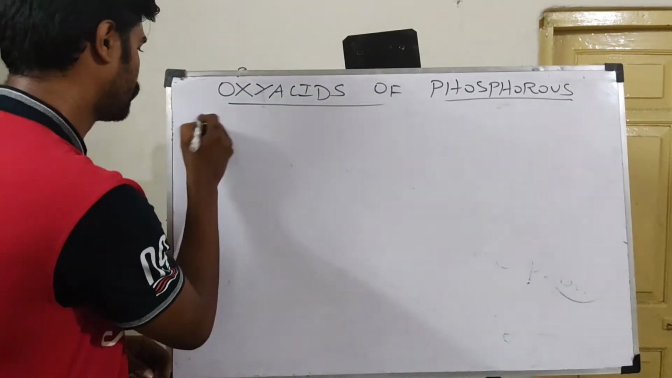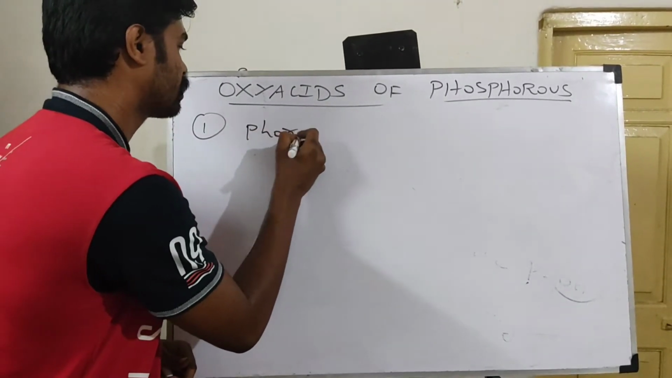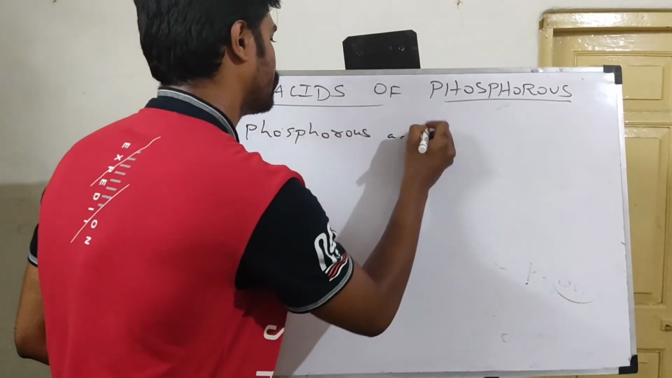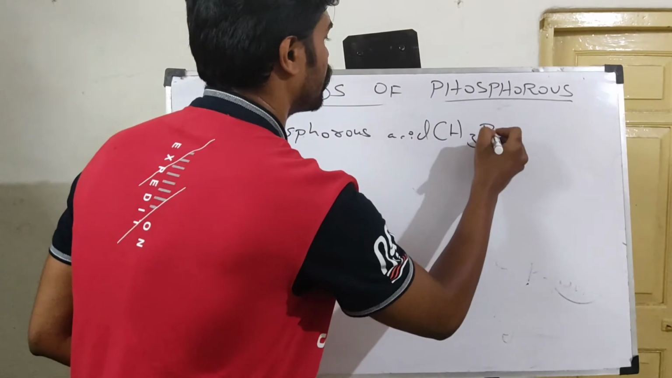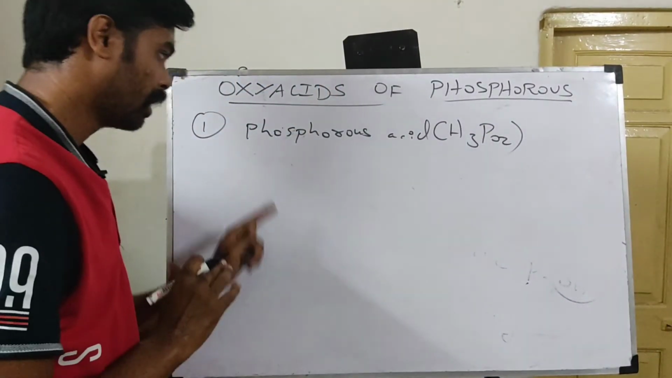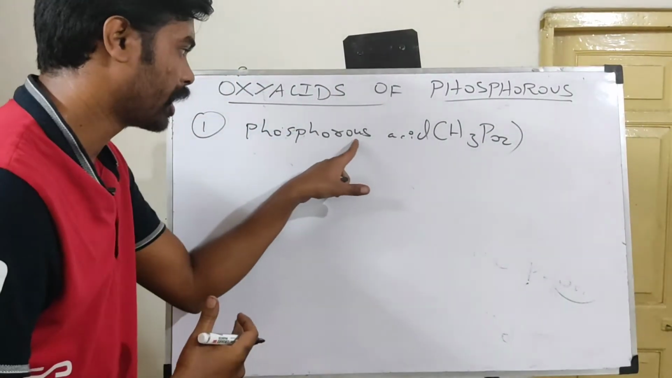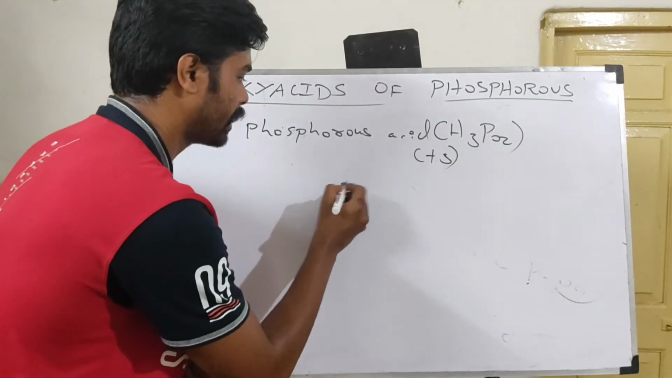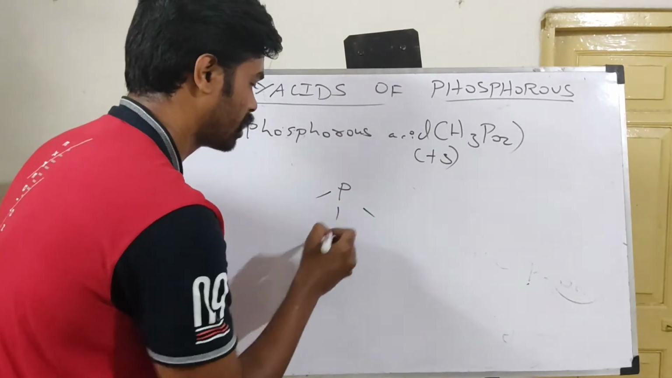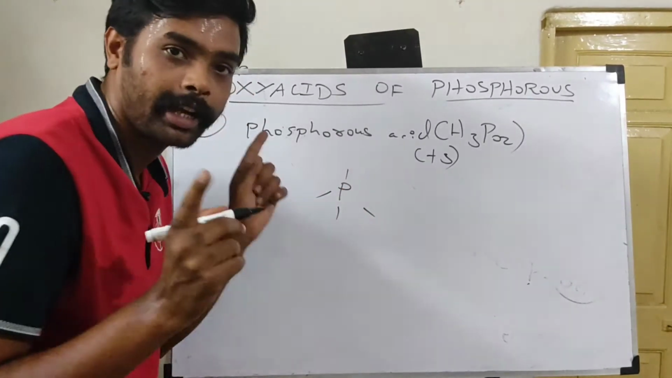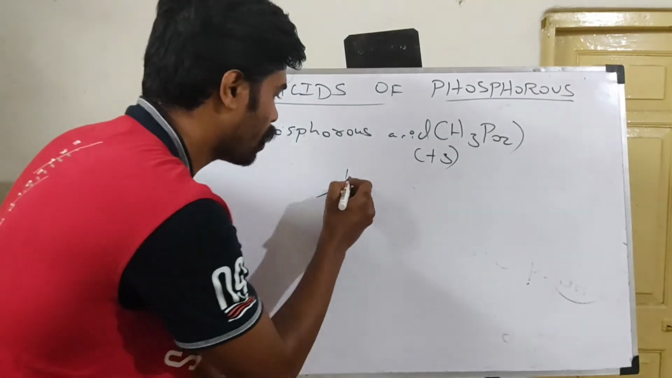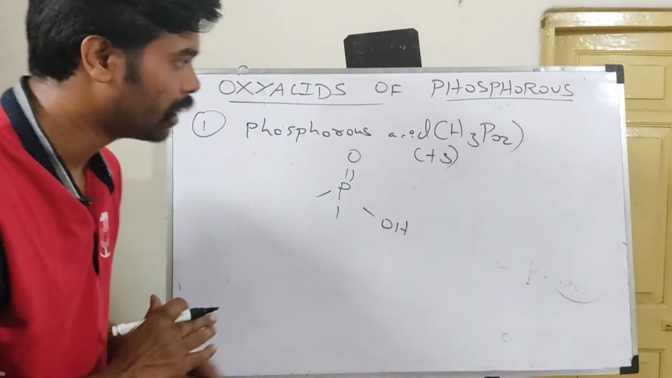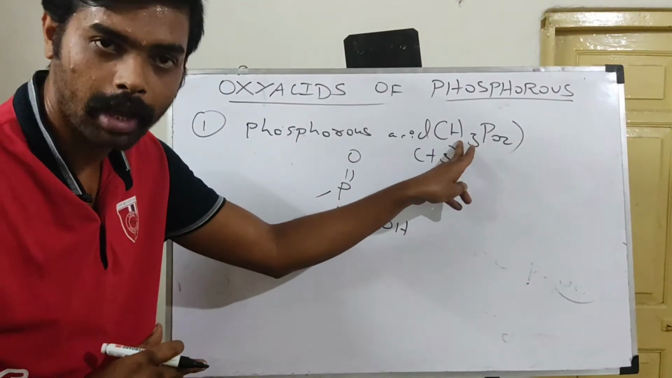So the first one is phosphorus acid, and its formula is H3PO2, right? Now it's very easy. It's going to be OUS, so definitely it is going to be in +3 oxidation state. Now I told you that each phosphorus atom is going to be tetrahedrally surrounded, right? And obviously each phosphorus atom will at least have one P=O double bond and at least one P-OH bond.